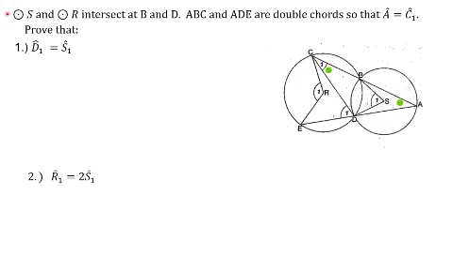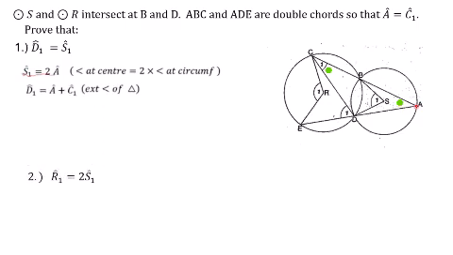Okay, circles S and R intersect at B and D. ABC and ADE are double chords so that angle A is equal to C1. Prove that D1 is equal to C1. So the first step is S1. If you see this, S1 is equal to 2A. So this is A. Why? Because this is the arc BD, which is subtending the angle S and angle A, angle S at the center of a circle and angle A at the circumference. So the reason is angle at center is equal to 2 times angle at the circumference.